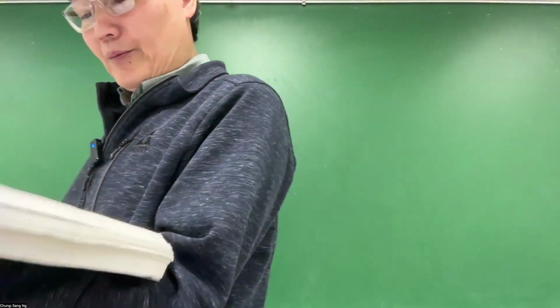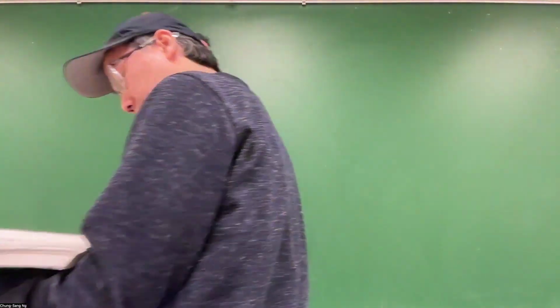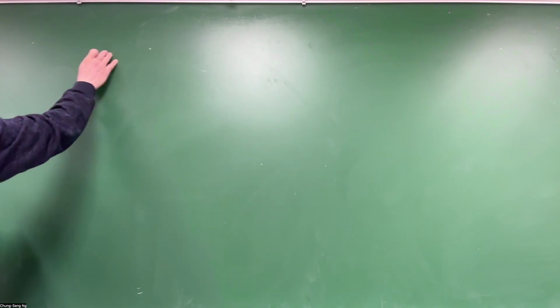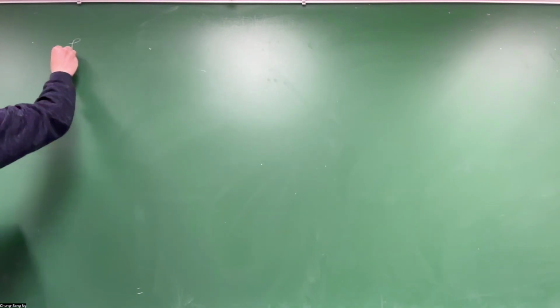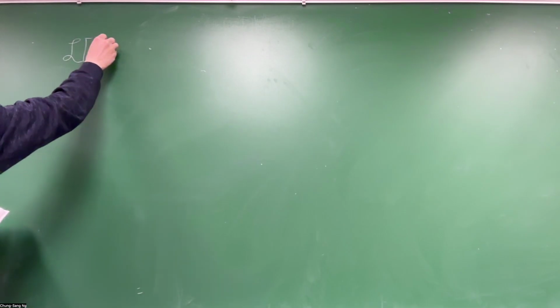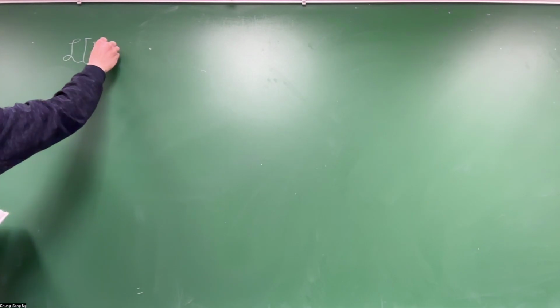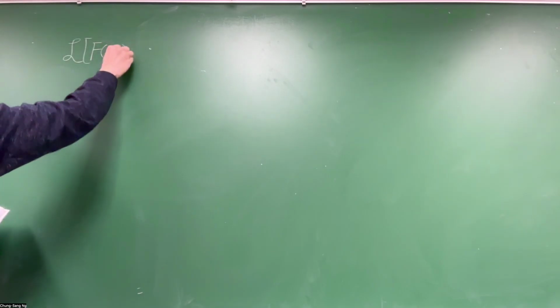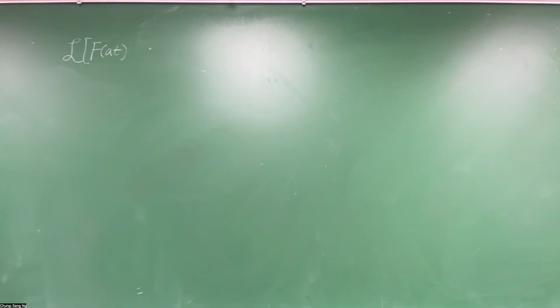The next property is very straightforward. It's called change of scale. It's basically if you have a Laplace transform of a function f, but now instead of just the argument t, you multiply it by a constant, a. So basically you're changing the argument t by a constant factor.